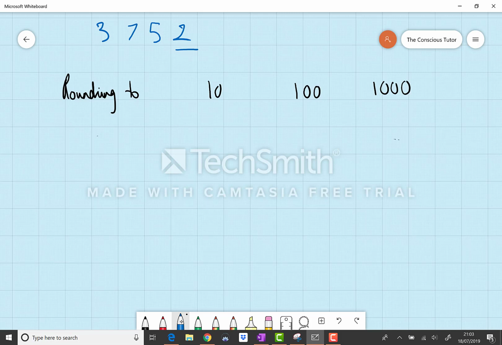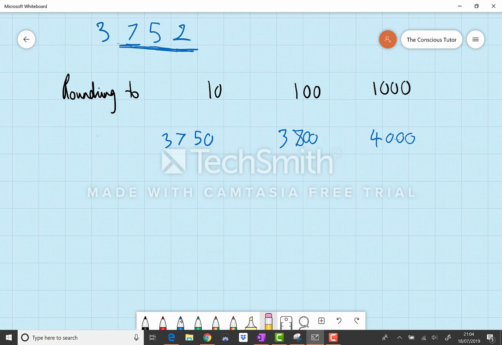So that number would become 3,750. If rounding to the nearest 100, we look at the tens, and that now becomes 3,800, because we're above the 5. And then when rounding to the thousands, we look at the hundreds, and that would become 4,000, because we are above the 7.